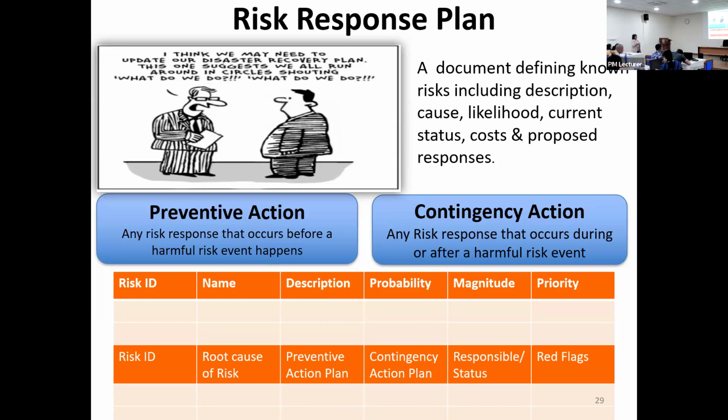Otherwise, like in this cartoon, you will go around the circle. What do we do? What do we do? And some incident happens. Headless chickens, like headless chicken, right? We cannot be in a situation like this in a complicated world that we live in now. It's chaotic.